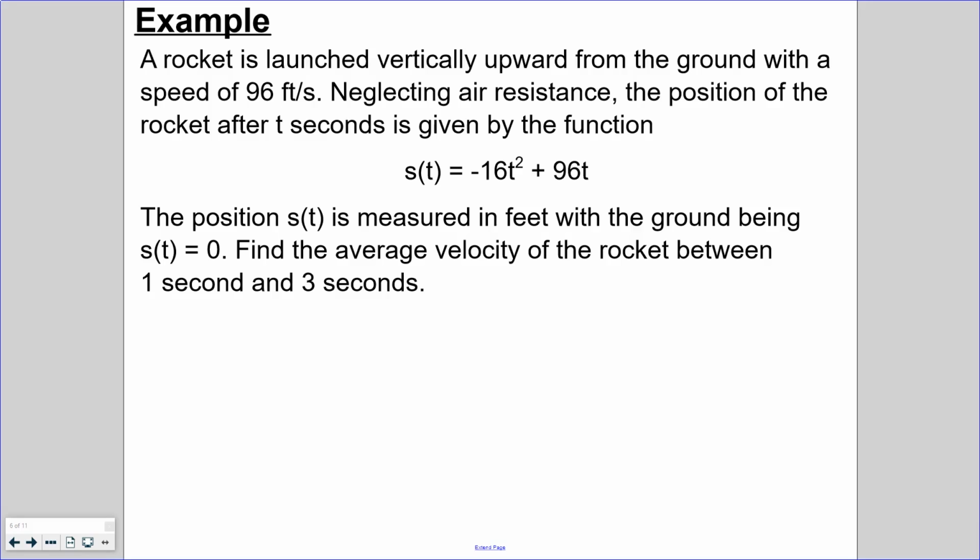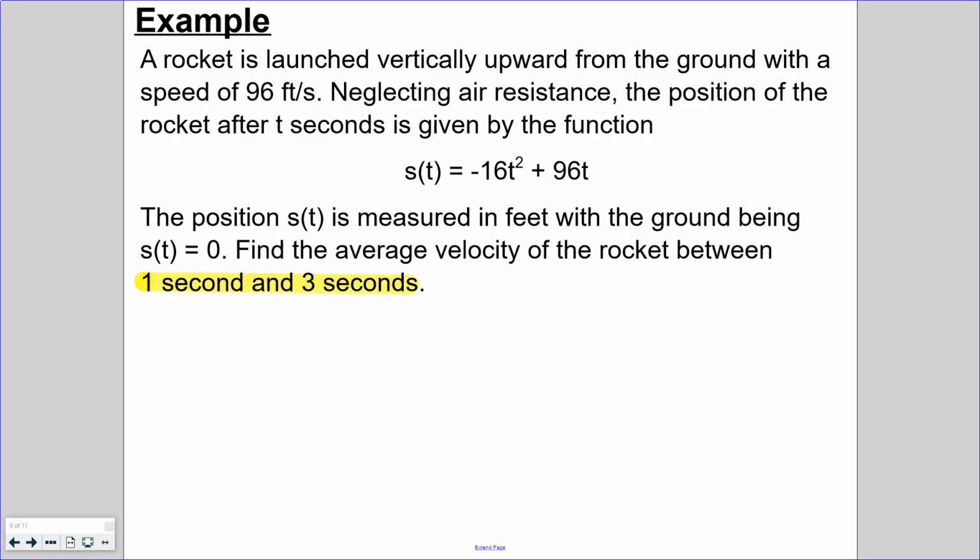The position function s of t, meaning this guy right here, is measured in feet, with the ground being s of t equals 0. So basically what this means is that we can assume that the rocket is being launched off the ground, and it's being launched when our function, again, equals 0. And we are being asked to find the average velocity of the rocket between 1 second and 3 seconds.